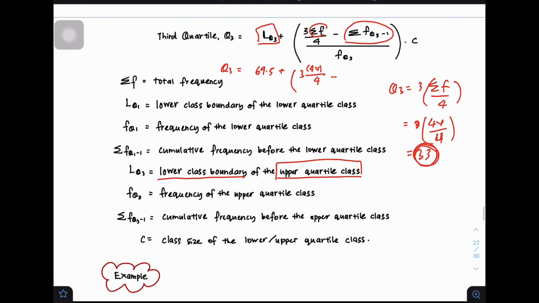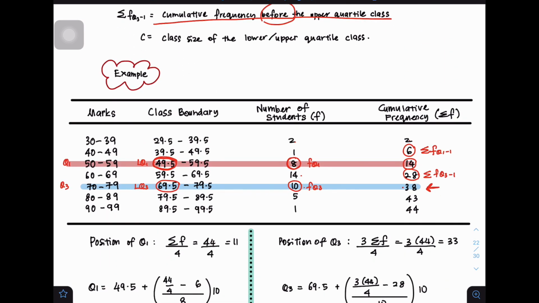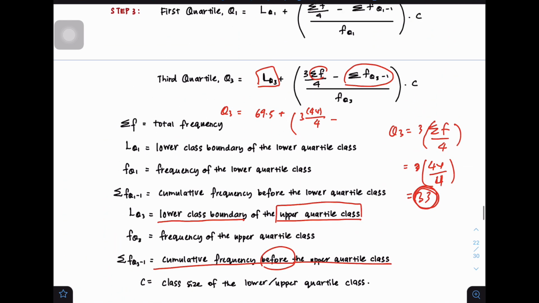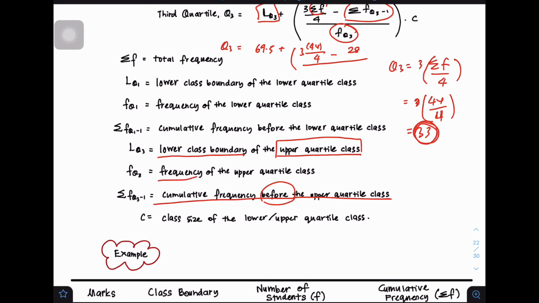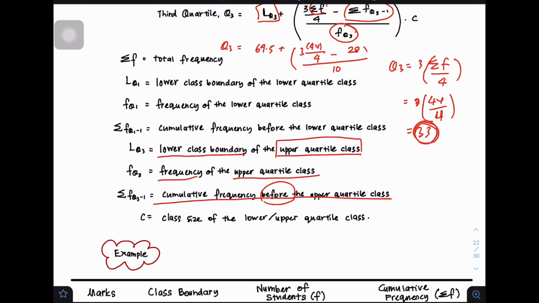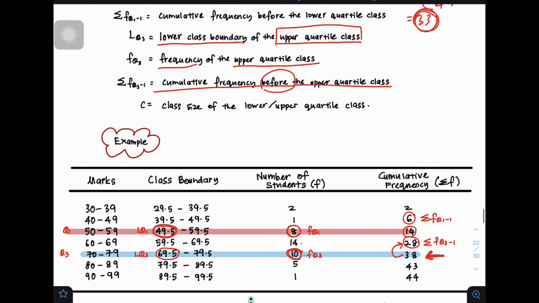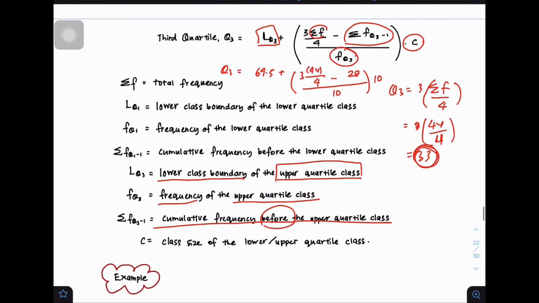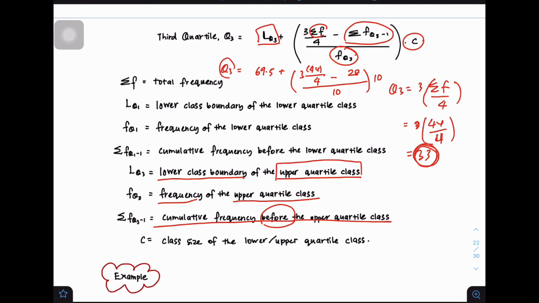So apa dia FQ3 minus 1? Cumulative frequency before the upper quartile class. So we already know that this one is upper quartile class. So cumulative frequency before 28. Okay, so this one you have 28 divide by FQ3. Apa dia FQ3? Frekuensi upper quartile class. So upper quartile class yang warna biru ni frekuensi dia berapa? Frekuensi dia 10. This one is FQ3. So kita divide dengan 10 dan darab dengan C. C ini pun 10. Okay, size kelas ni selalunya sama. Ambil upper boundary tolak lower boundary, awak dapat size kelas. So 10. So awak boleh tekan kalkulator dan awak boleh dapat apa dia nilai awak punya Q3.